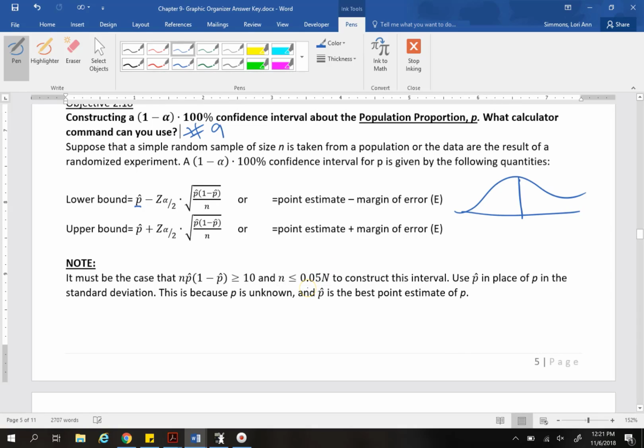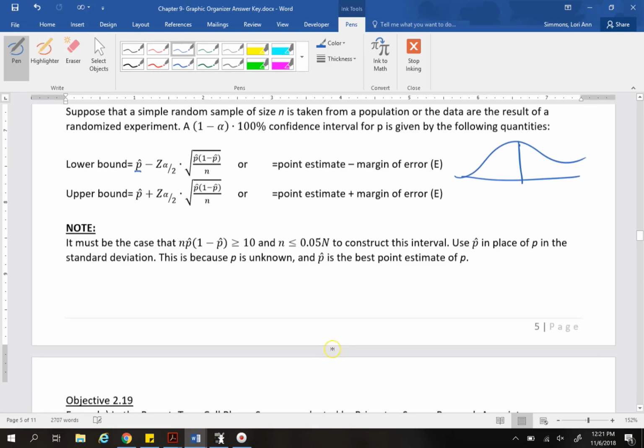It must be the case that n times p hat times 1 minus p hat is greater than or equal to 10, and n is less than or equal to 0.05 of your population N to construct this interval. Use p hat in place of p in the standard deviation. This is because p is unknown, and p hat is the best point estimate of p.